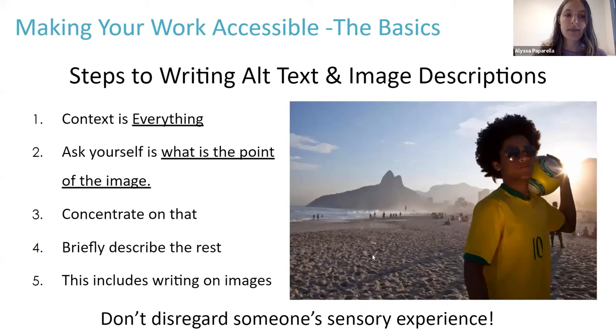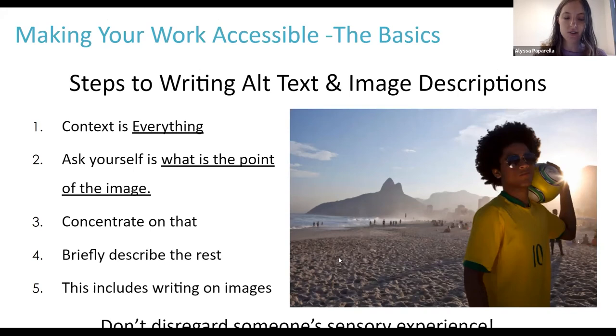So how do we make your work accessible? Just some basics. Here are some steps to write alt text and image descriptions. The first thing is context is everything. It really depends on what you want to show. You want to ask yourself, what is the point of the image that you are showing?